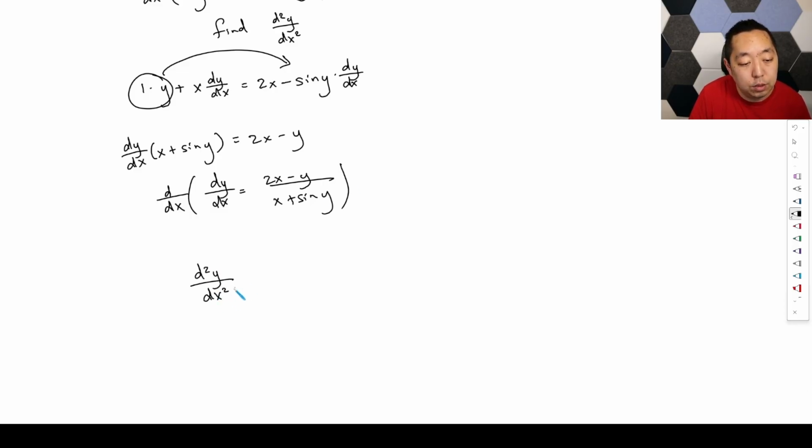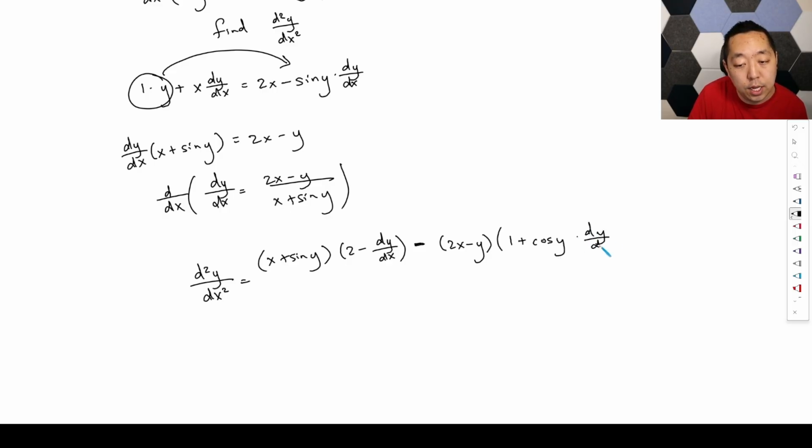But now we got to do a little tricky. We got to do quotient rule because we're dividing two things. So we're going to do bottom. Still implicit, though, because we have y's in here. Bottom times derivative of the top, which would be 2 minus dy/dx, right? Minus top times the derivative of the bottom. Derivative of x is 1. Derivative of sine is cosine y. But then by chain rule, got to put a dy/dx, divided by the bottom squared.